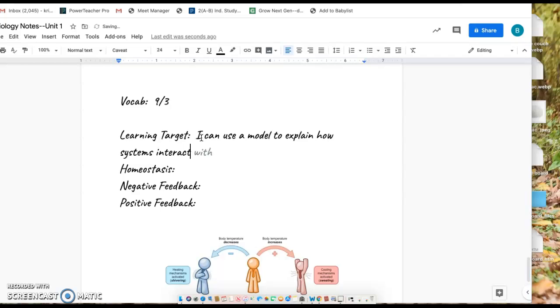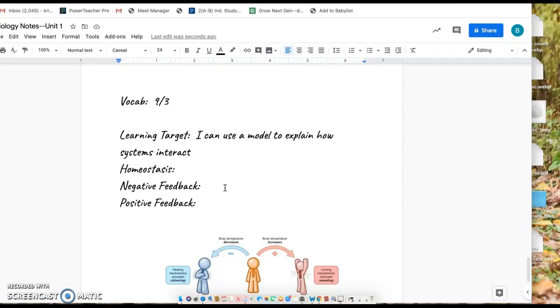Basically we're going to be focusing on the human body for the most part, and how our systems interact with each other, and how they're able to maintain a balance with one another. So when we did our characteristics of living things worksheet, we talked about homeostasis. Homeostasis is how our body is able to maintain a balance.